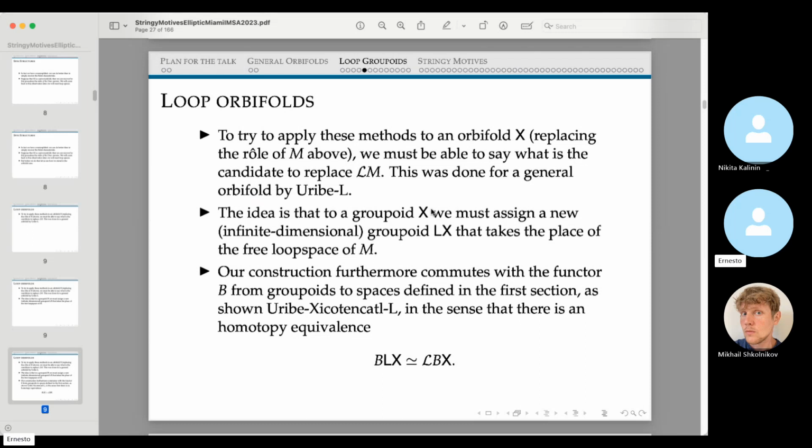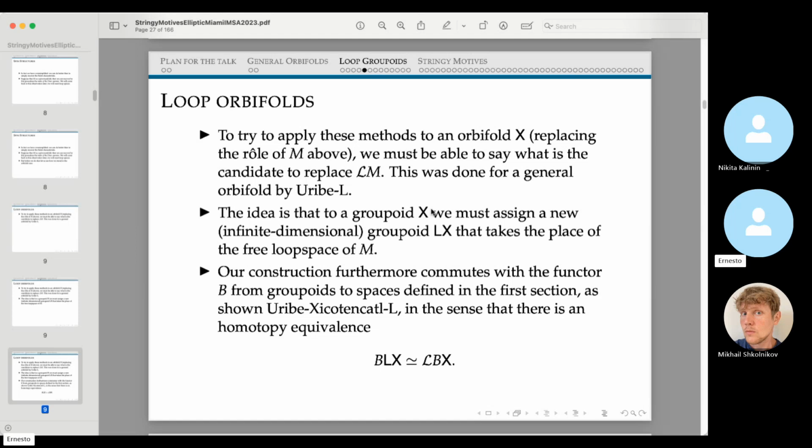Uribe, Jicotenca, and myself proved a beautiful statement, that is that classifying the loop orbifold is the free loop space of the classifying space of the orbifold. And when you write equivalent or isomorphic, what does it mean exactly? Well, they are topological spaces. They're actually only homotopy types, and what I mean is homotopy equivalent.